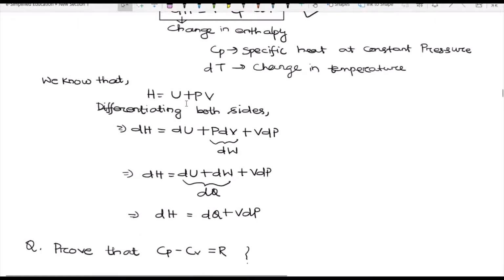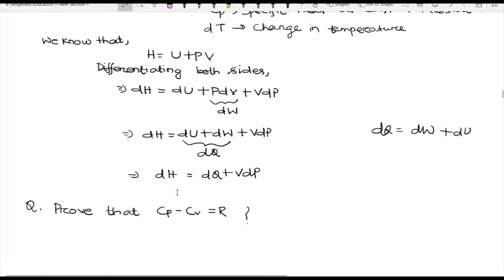We know that H equals U plus PV. We already defined that in the enthalpy case. If we differentiate both sides, we get dH equals dU plus PdV plus VdP. But PdV is the work done, which we have already defined in the last lecture. So if I replace PdV by dW, then dU plus dW plus VdP. Again, from the first law we have dq equals dW plus dU. If I replace this with dq, then I get dH equals dq plus VdP.